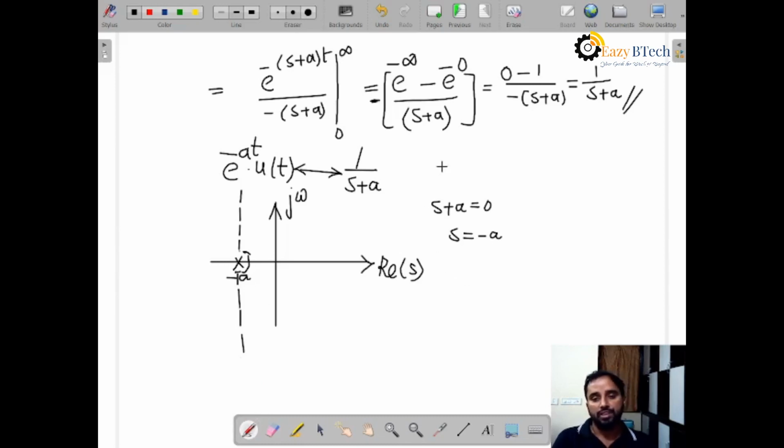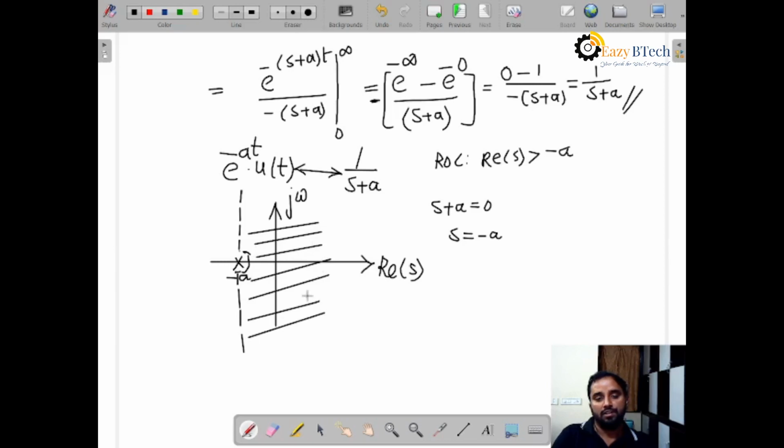So what is the ROC in this problem? Real part of s is greater than minus a. So take the point minus a, draw a dotted line across minus a. Now greater than minus a. So this is the region greater than minus a. So I am drawing lines which is greater than minus a.